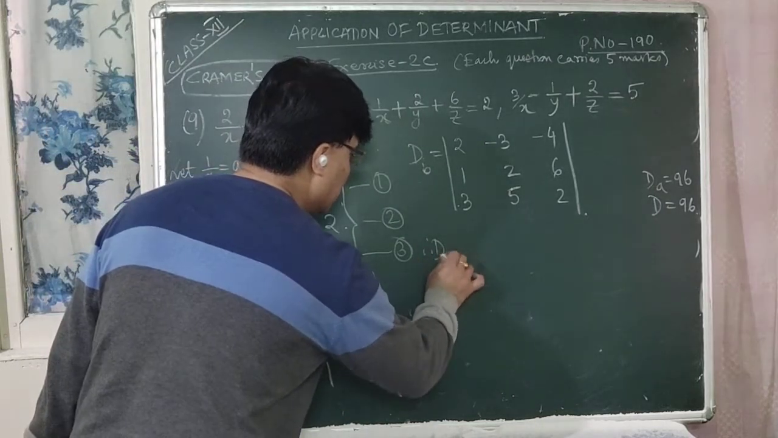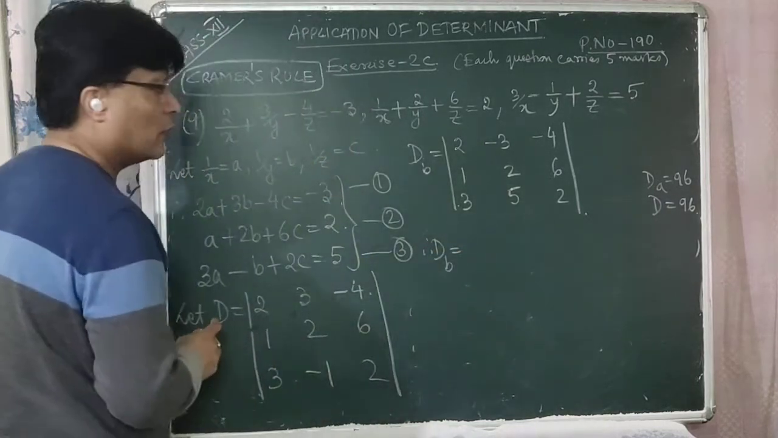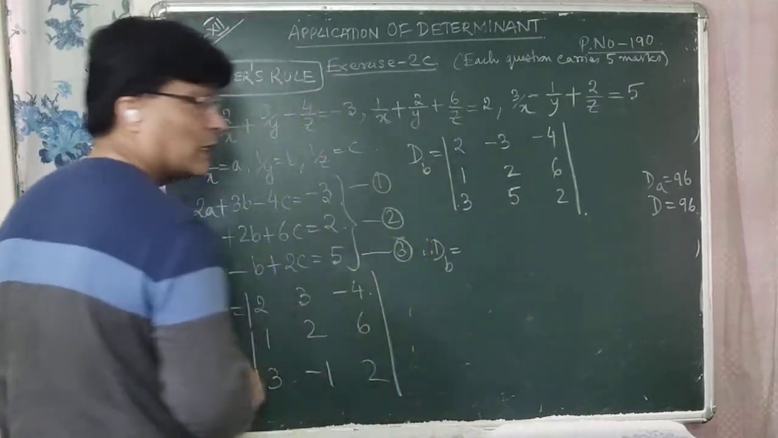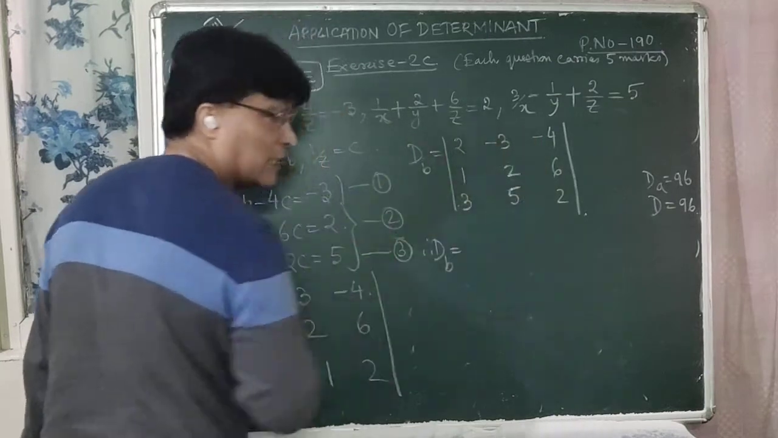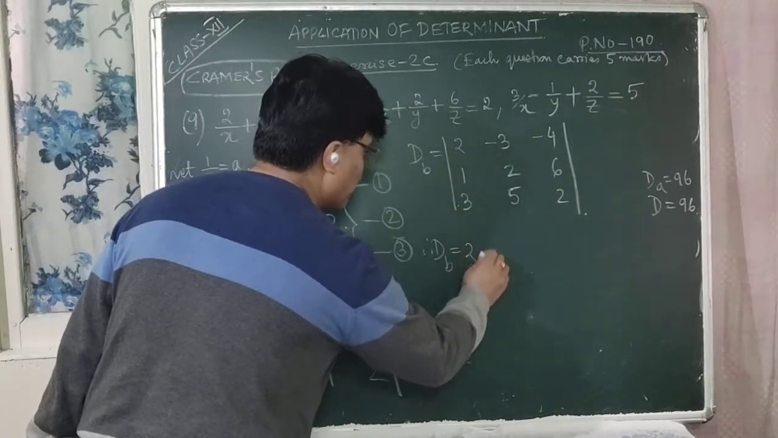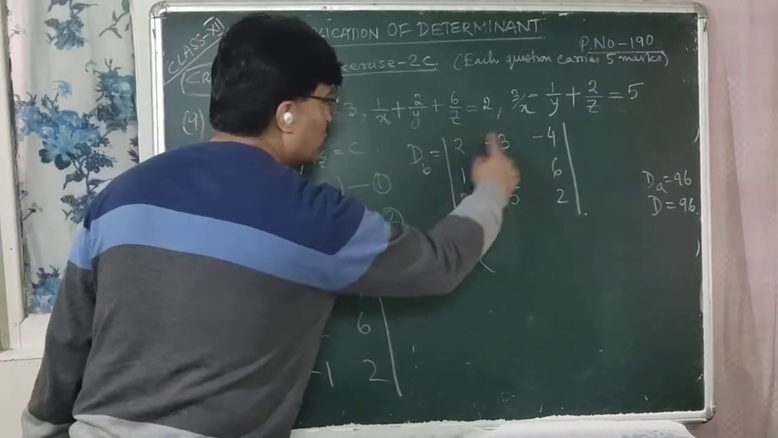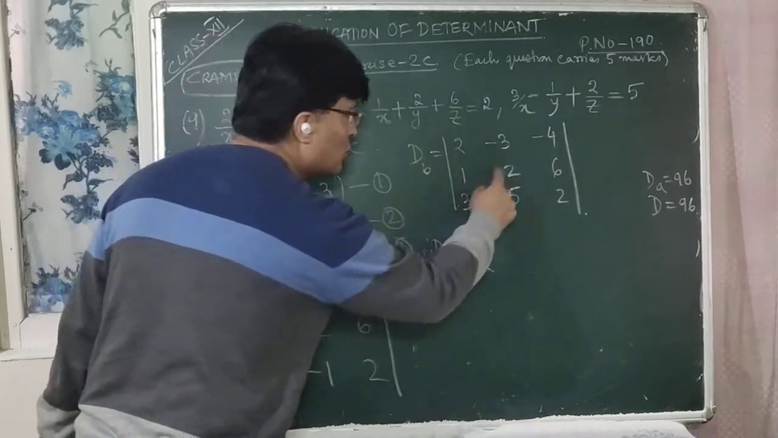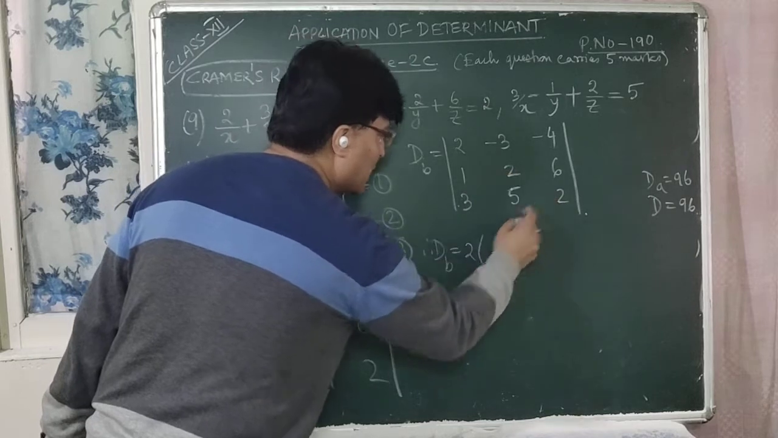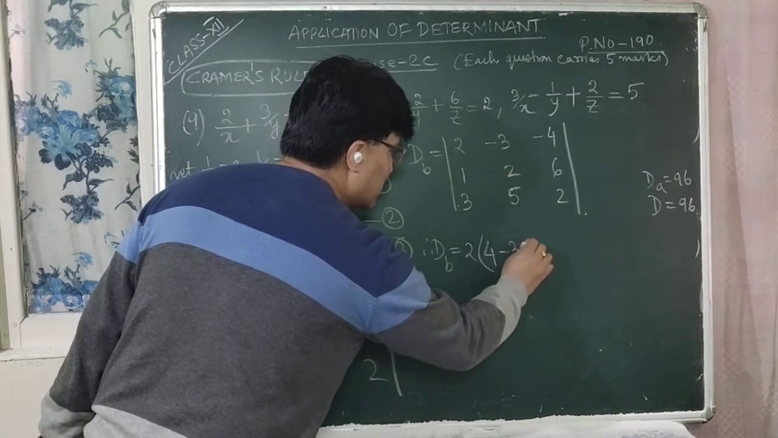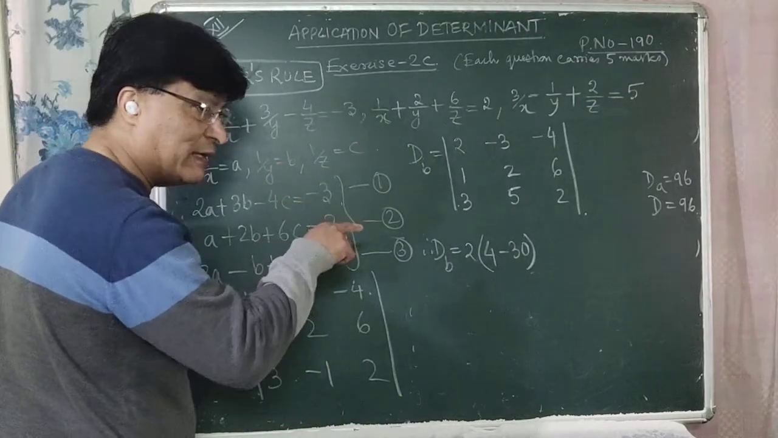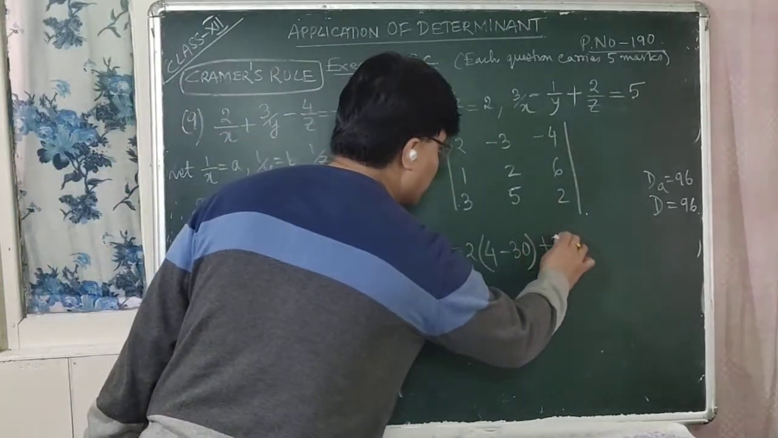Therefore, dB is equal to, now expand it with respect to the first row again, right? Now plus minus plus again. So plus 2. Now delete the row and the column through the element 2, that is, first row and first column are deleted. What remains? 2, 6, 5, 2. 2 2s are 4 minus 6 5s are 30. Right? Then comes minus. So minus into minus plus 3.